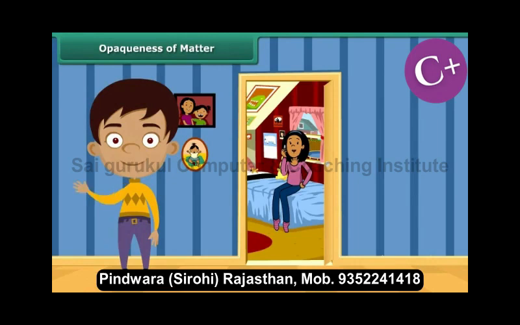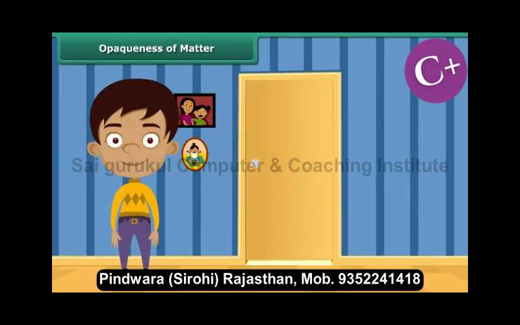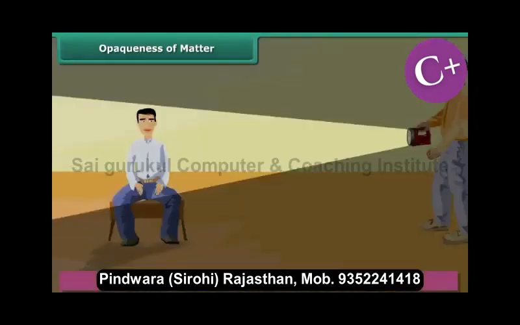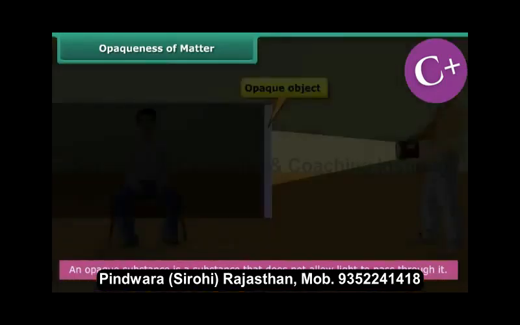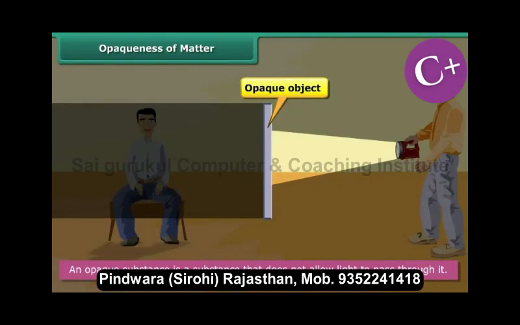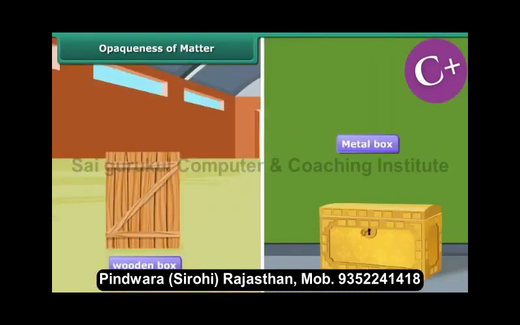Can you see what is happening in a closed room? No? Do you know why? It is because the walls and doors of the room are opaque. An opaque substance is a substance that does not allow light to pass through it. In other words, it is impenetrable by light. It does not absorb light. Instead, it reflects light back. Hence, we cannot see things through an opaque substance. For example, we cannot say what is kept in a closed wooden box or a metal container, as wood and metal are opaque.